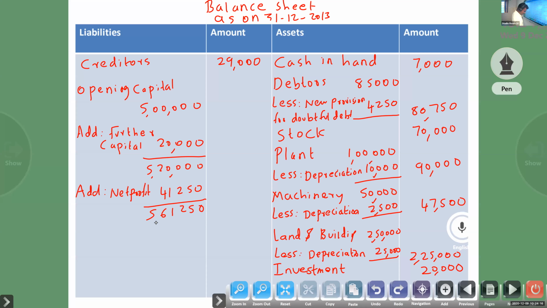Then you have to look in the payment side for any drawings. Yes, 15,000 less drawings. So 5 lakh 46,250. Okay, only drawings is there. Whenever you write capital, opening capital, add further capital. If it is further capital, our capital amount will increase, again they invested. Then add net profit, less drawings. Over.